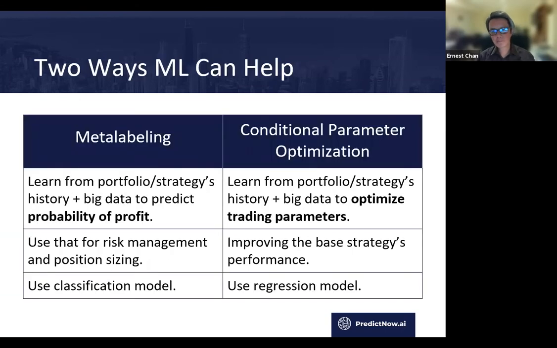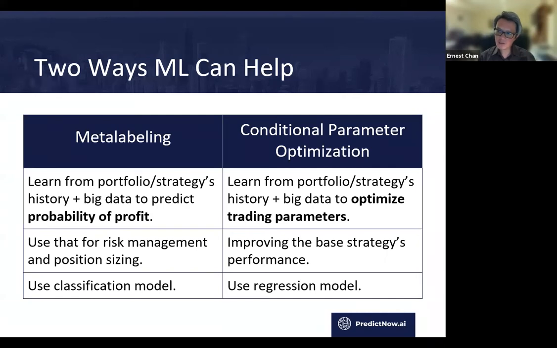Okay, so now some of you have heard of other machine learning techniques that are applicable to finance. In particular, you may have heard of meta labeling. So it is worthwhile to understand what's the difference between meta labeling, which is quite well known since the publication of Advances in Financial Machine Learning by Dr. Marcos Lopez de Prado, and our notion of conditional parameter optimization. So meta labeling is a technique to learn from a portfolio or a strategy's past track record, augmented with big data to predict the probability of profit of that strategy or portfolio.